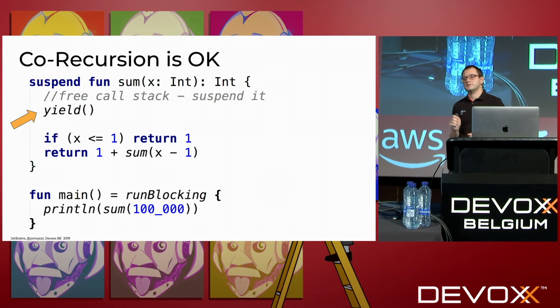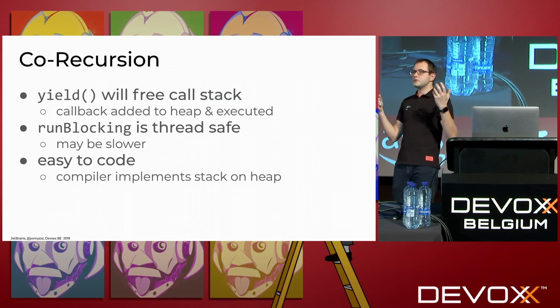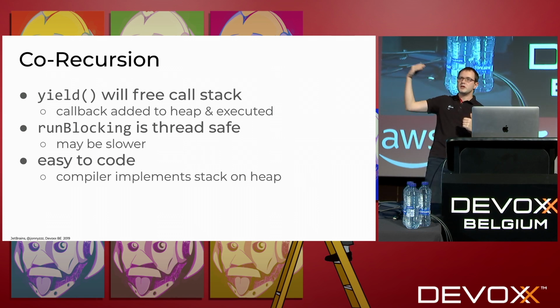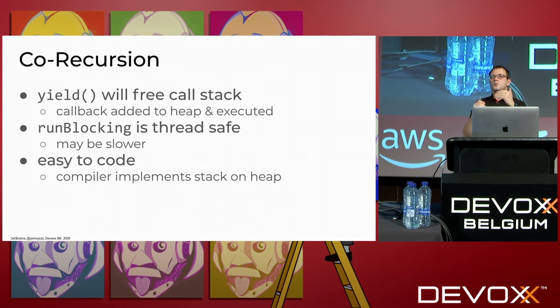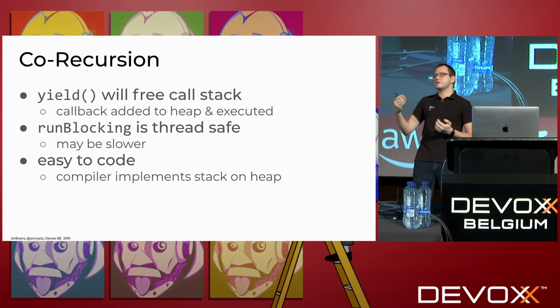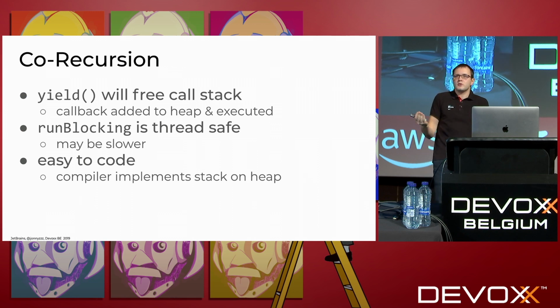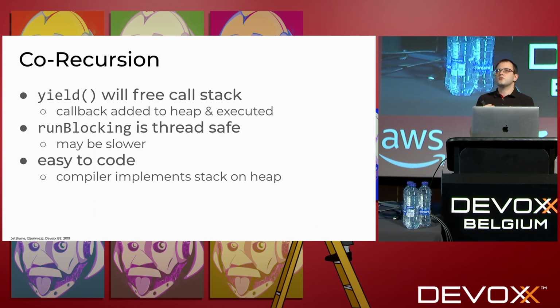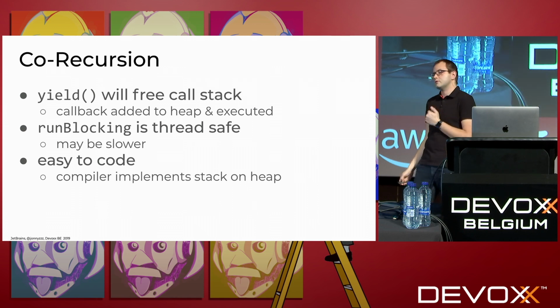It works. So yield allows you to exchange the call stack with a callback and queue this callback immediately to be executed. The runBlocking is a thread-safe way to wait for all the suspend functions to complete their work. And again, this is easy to code, but don't trust me, trust your profiler, because sometimes it's really easy to hack that way, but it may not perform the way you expected. But it's not only for coroutines, actually. Sometimes it's for anything we write. It's good to profile it to see whether it's fine or not.